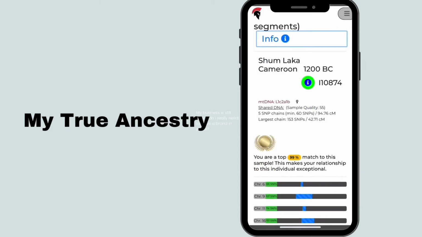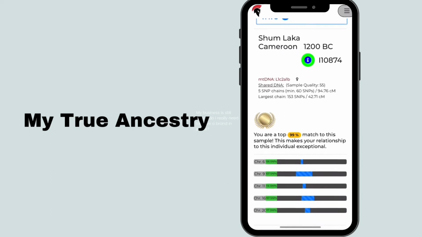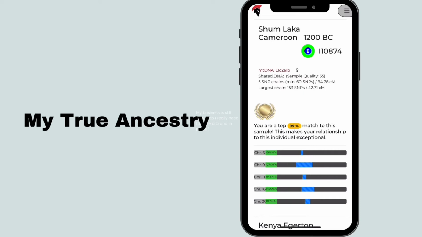So we start out here with Shumlaka, Cameroon, 1200 BC. The haplogroup is L1C2A1B. It says shared DNA, sample quality 55, 5 SNP chains, minimal 60 SNPs / 94.76 centimorgans. Largest chain 153 SNPs / 42.71 centimorgans. And just below that information, it says you are a top 99% match to this sample.